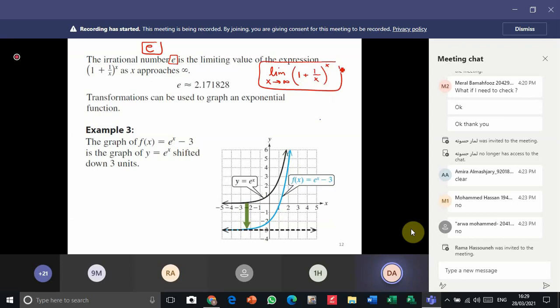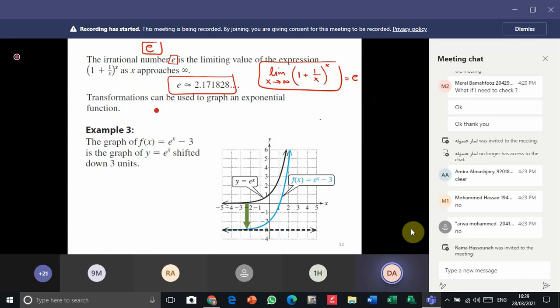This value equals E. E, this is number E, 2.71828. This is an irrational number, and so on to infinity, random to infinity. Okay, this is approximate.